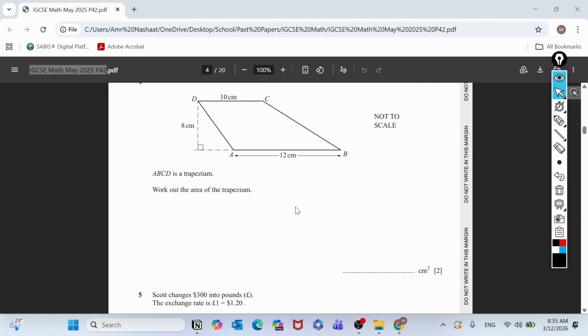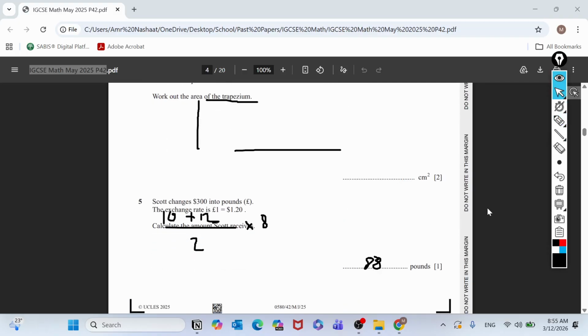ABCD is a trapezium. Work out the area of the trapezium. Yeah, so it's just the formula for a trapezoid. Base 1 plus base 2 over 2 times height. This is the height. Height is perpendicular to both of the bases, okay? So, yeah, 10 plus 12 over 2 times the height, which is 8. You get 88. It's IG math, man. It's a joke.